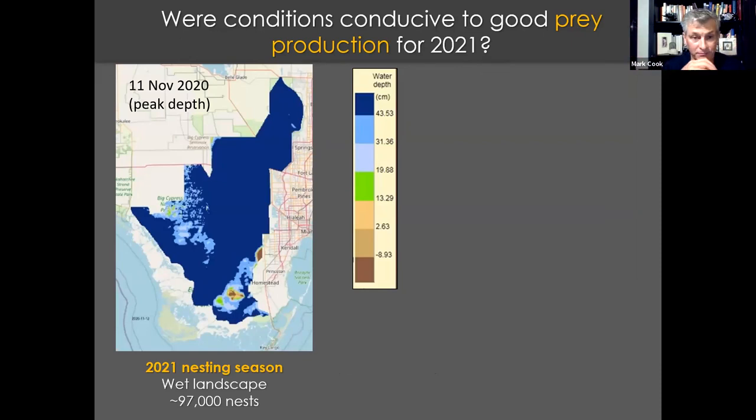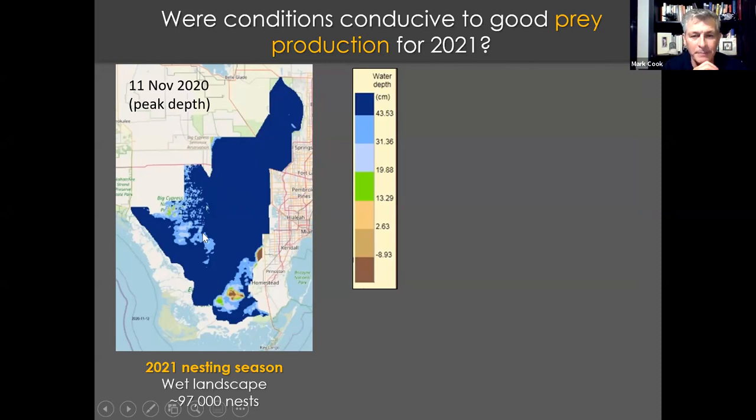So basically, did we have these very wet conditions in the Everglades prior to the 2021 breeding season? This is a map of the Everglades. Again, it's hard to see where everything is with this. This is the Loxahatchee National Wildlife Refuge. Boynton Beach would be about here. Miami is down here, Homestead, Florida Keys, etc.